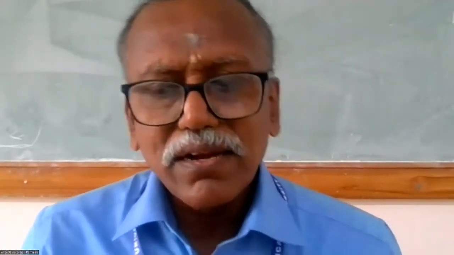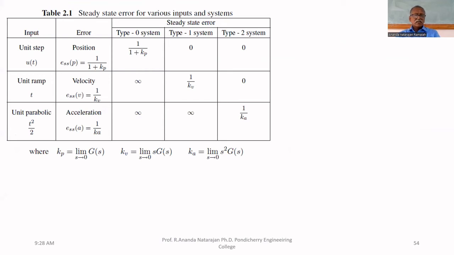Already we have seen what is steady state error and error constants. Position error constant, velocity error constant, and acceleration error constants we have seen. Now let us see generalized error constants. Before seeing generalized error constants, let us review the steady state error for various inputs.